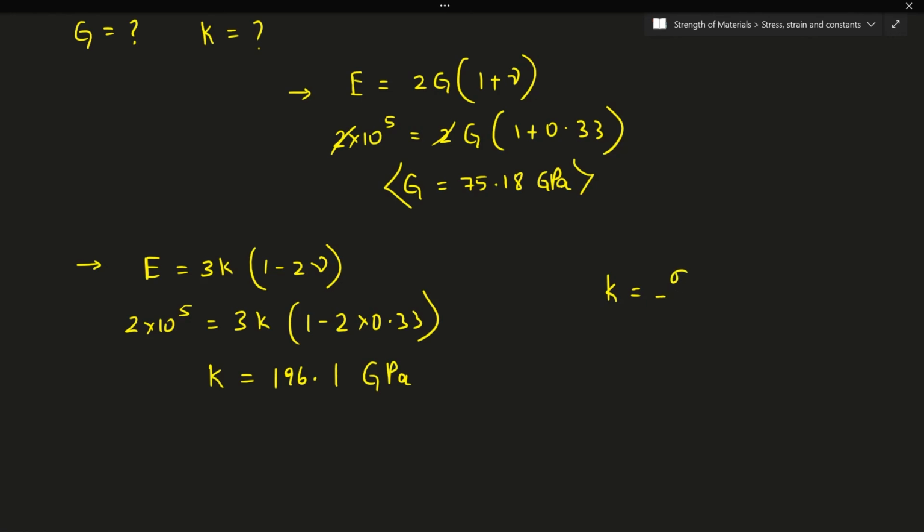Now let me write down the formula for K, which is nothing but the total compressive load or the total stress divided by the volumetric strain. Here the stress that we have is minus 100 divided by the strain, and K is 196.1. I'll change from gigapascal to Newton per mm square, so that is 196.1 into 10 to the power of 3 Newton per mm square. Here, I'm sorry, this is epsilon V. So volumetric strain will be given by this, as I've just cross multiplied. The volumetric strain will be 0.509 into 10 to the power of minus 3.